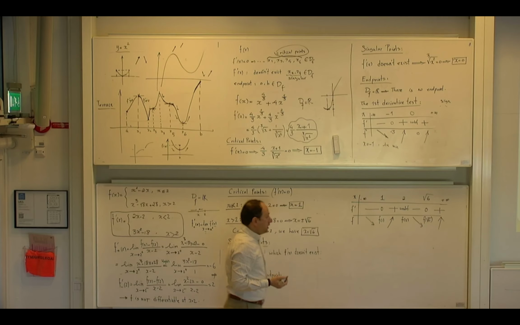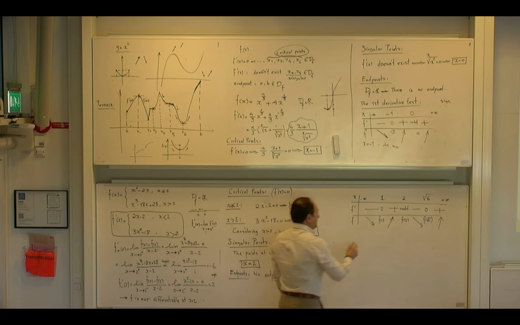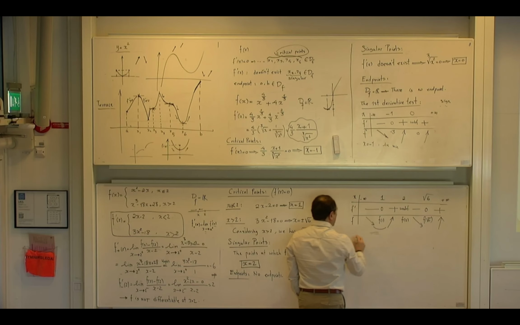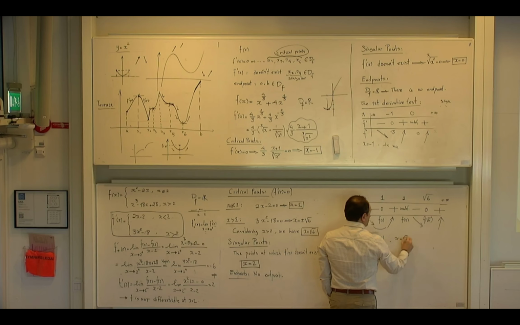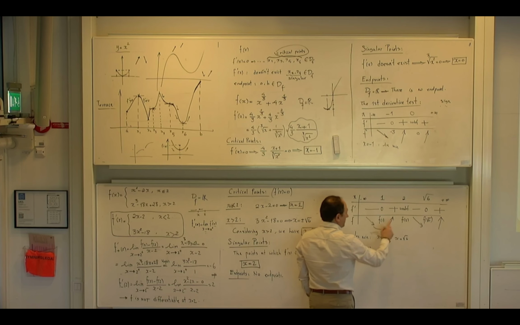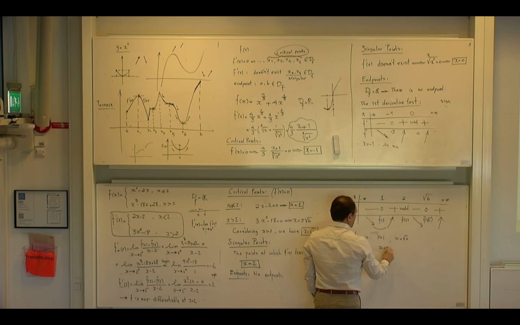Now everything becomes very clear. What type of point is this one? Local. If I want to write it like this, local min. What are the local min points? I have 2 of them: x equals 1, and then x equals square root of 6. And local max, do I have a local max? Yes, x equals 2.